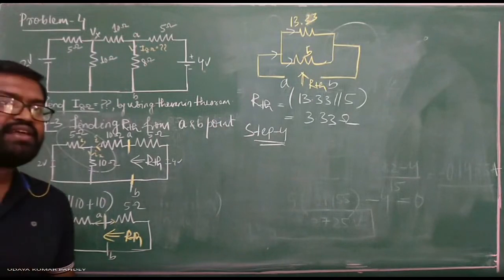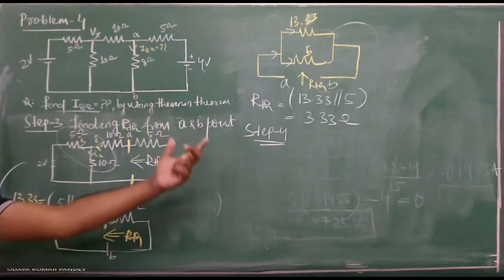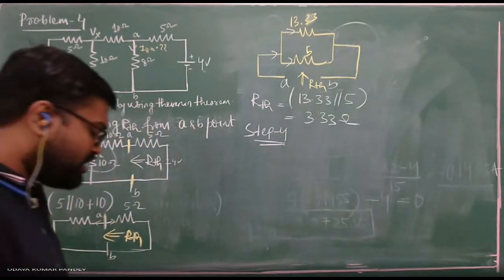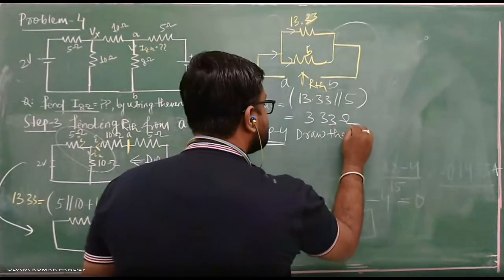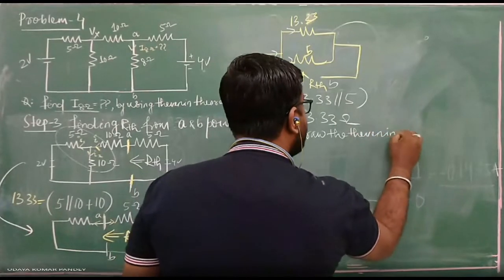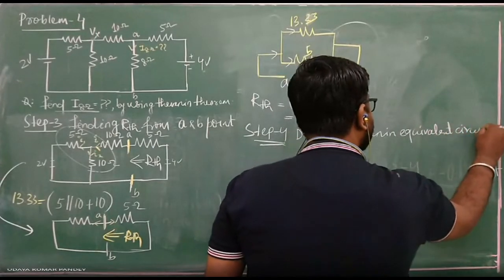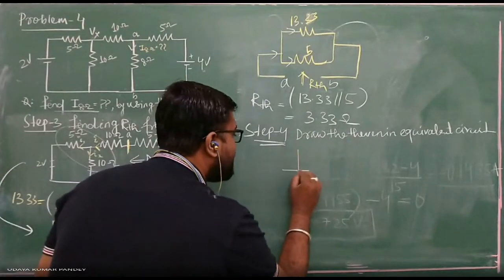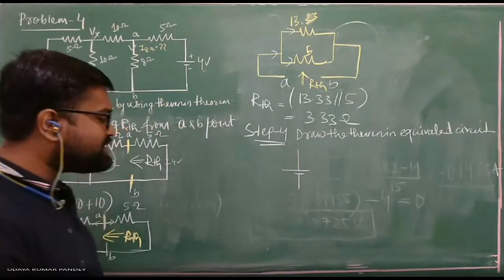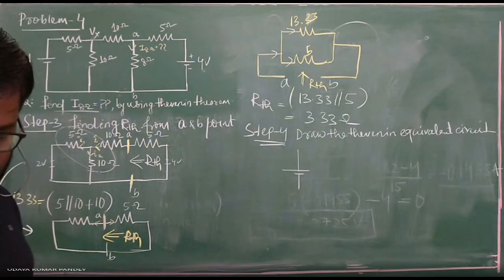What is rule number 4 telling us? After calculating your Thevenin voltage and Thevenin resistance, you just draw the Thevenin equivalent circuit. Then how will we draw this? This is your VTH. How much was your VTH calculated? Tell me. 3.2725.